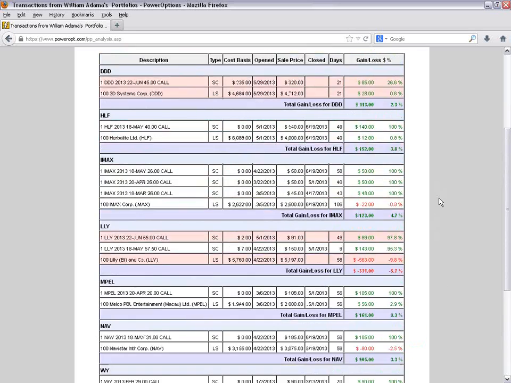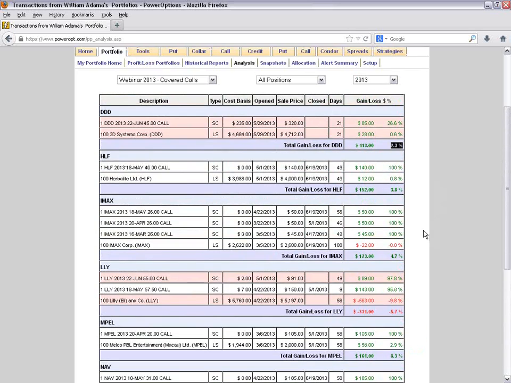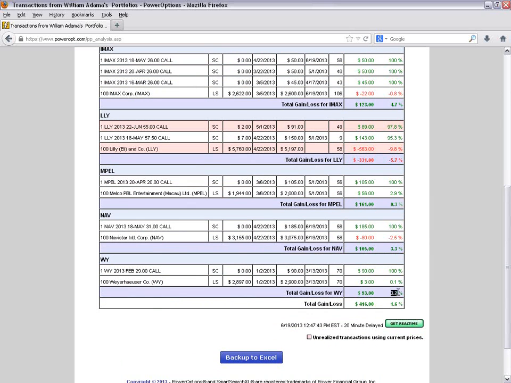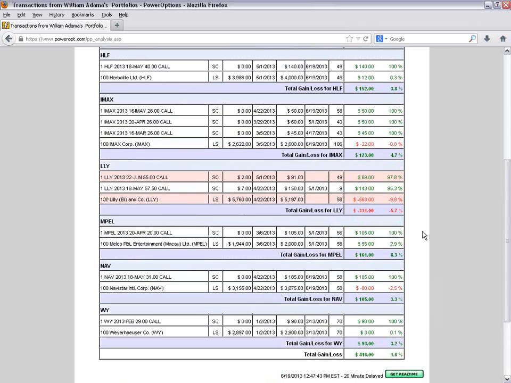And when we average the ones we gained on, 2.3, 3.8, 4.7, 8.3, 3.3, and 3.2, I'm going to call that an average gain of close to about 3.5% when we're right.